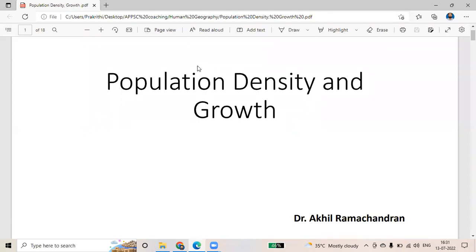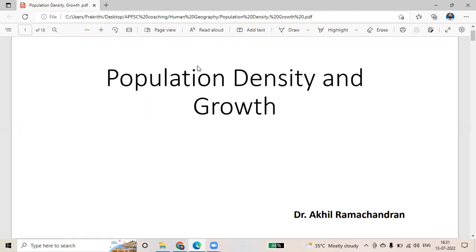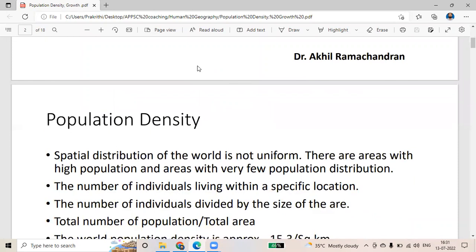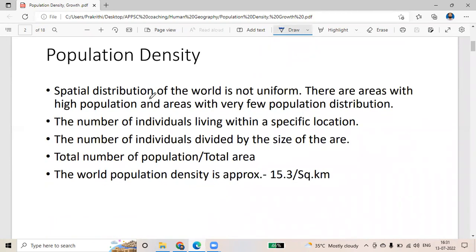So this is one of the most important criteria, that is population density and population growth rate, which determines the spatial aspect as well as the future aspect of population or the human growth at a particular place. So when we say about the population density, it's a spatial distribution of the people. Actually, this spatial distribution is not uniform everywhere.